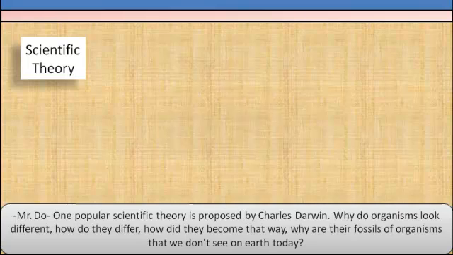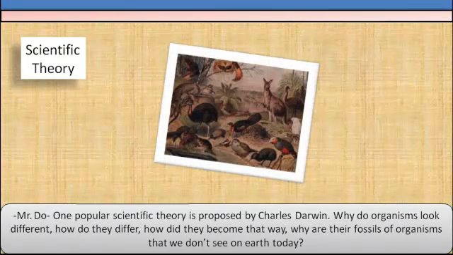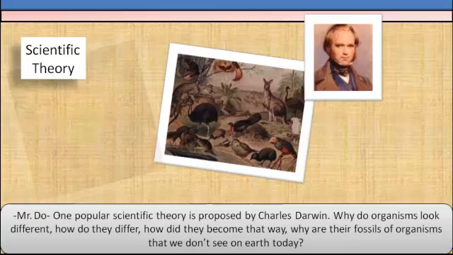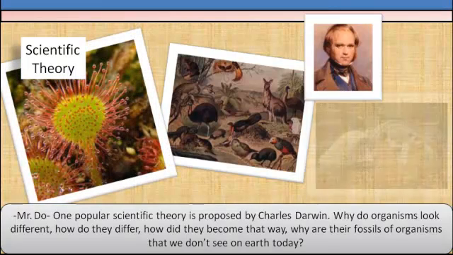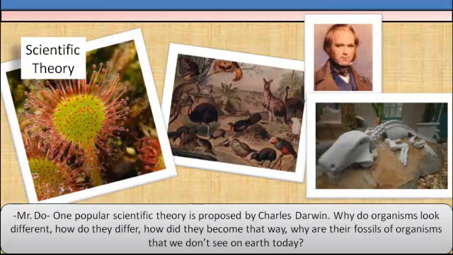One of the most popular scientific theories was proposed by Charles Darwin. Why do organisms look different? How do they differ? How did they become that way? Why are there fossils of organisms that we don't see on Earth today?